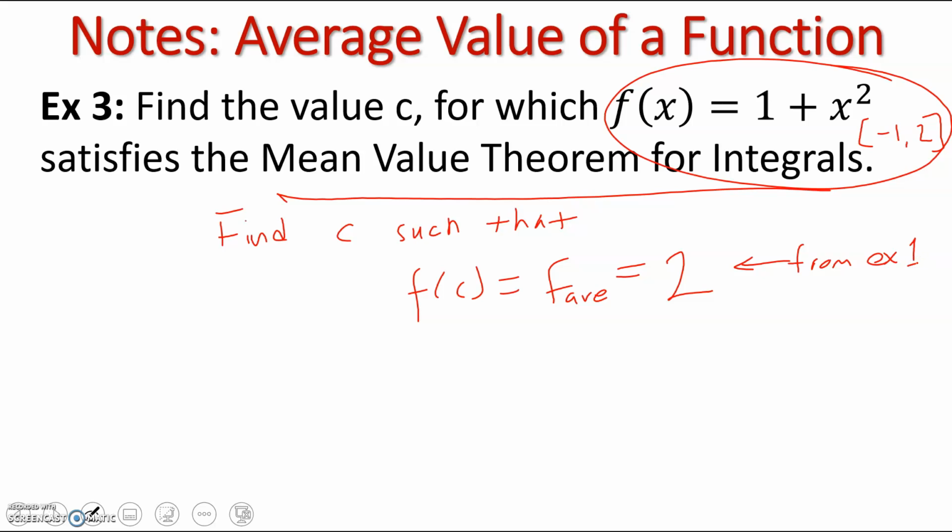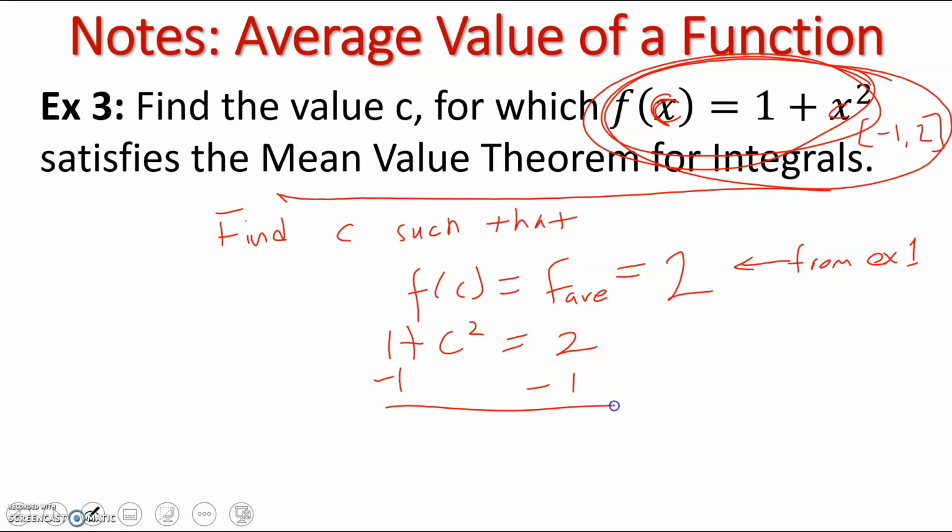Now, if we want to find the f of c such that this is true, let's find what f of c is. So here's our function. We're going to replace x with c. So f of c is 1 plus c squared is equal to 2. And we want to solve this for c. So let's subtract 1, and we get c squared is equal to 1. We'll square root both sides, and we get that c is plus or minus 1.